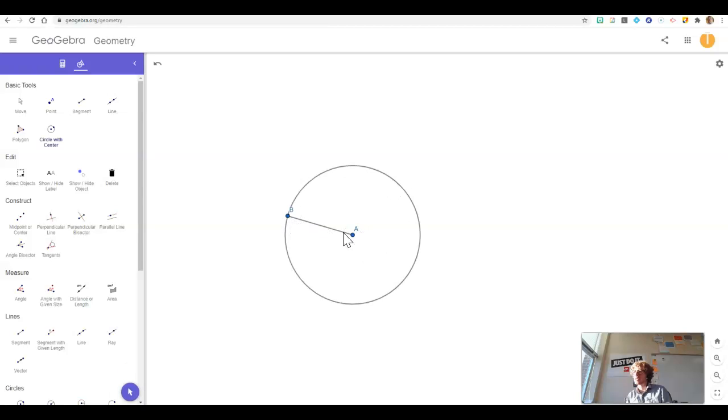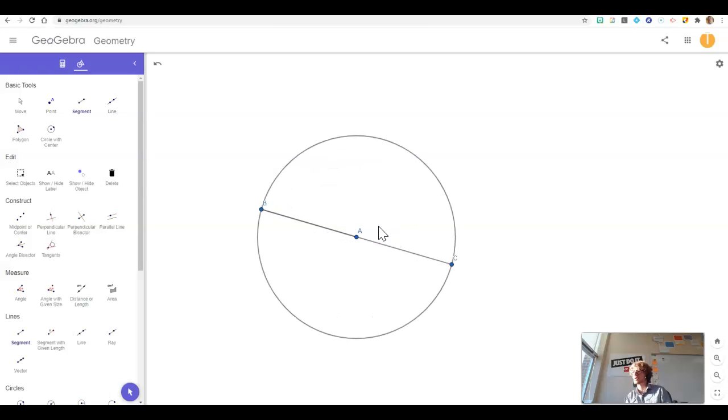It's named by the center, so this would be circle A. We have also in this circle a radius. So a radius goes from the center out to the edge of the circle, and it is half of the diameter. So the diameter goes from one side of the circle to the other, passing through the center. And what this forms is a semicircle. A semicircle is half of the circle.